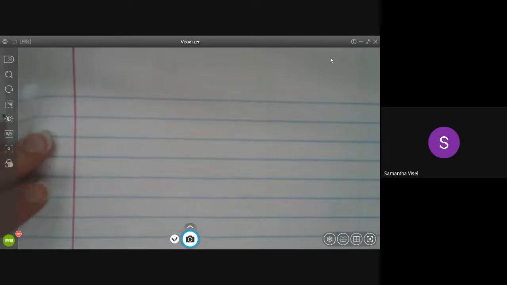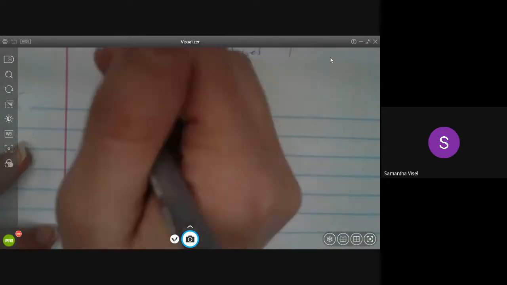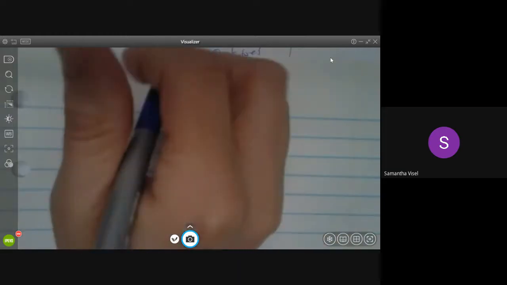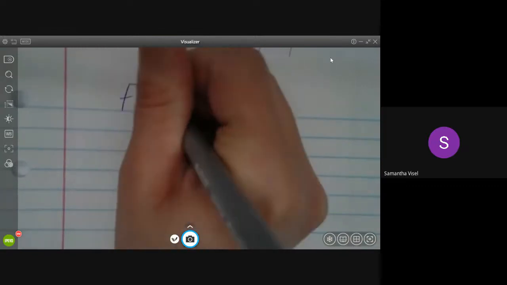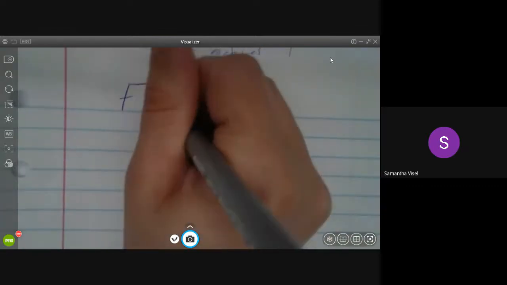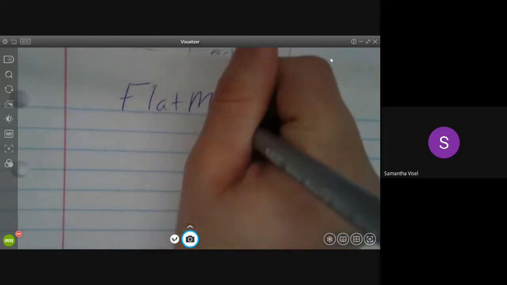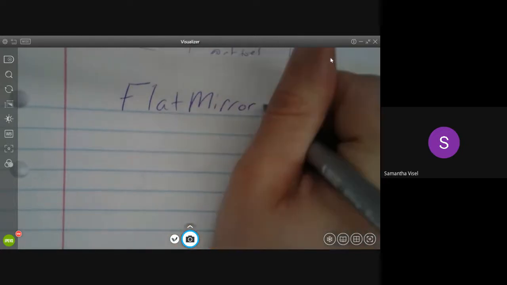And so if you don't have some lined sheet of paper out to take some notes, please pause the video and give everybody a second to pull out their notebooks or to pull out a lined sheet of paper for notes real quick. And when you're ready, we're going to title these flat mirrors.